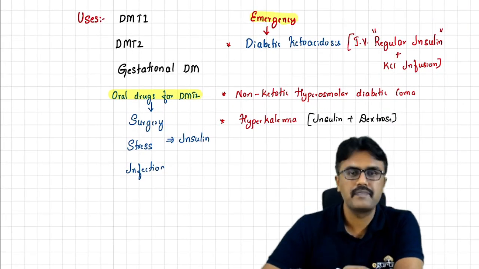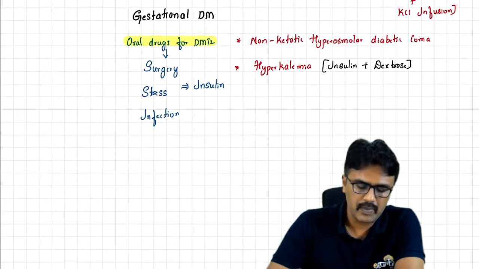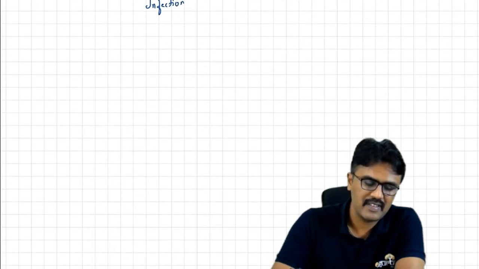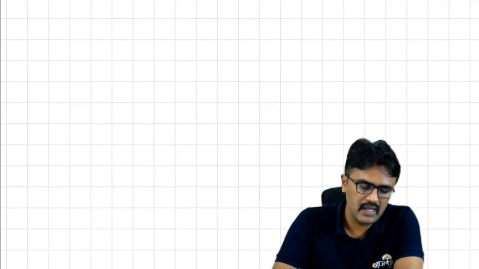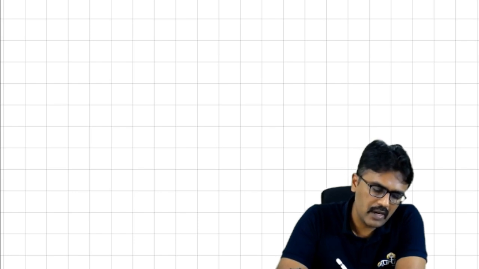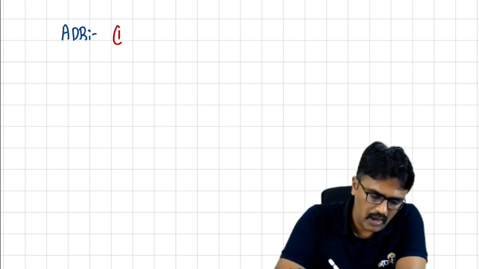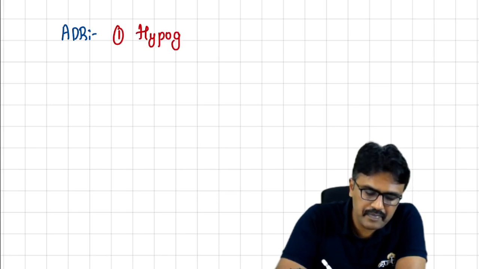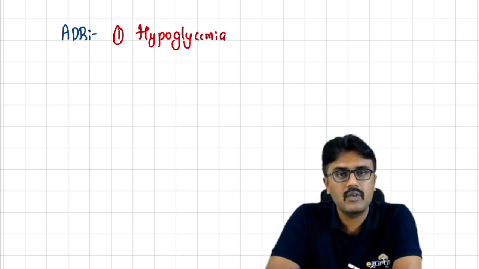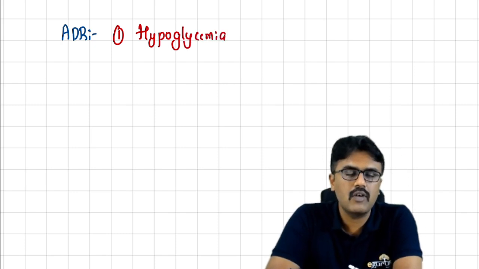Now next problem is the adverse drug reaction. Do we have any adverse drug reaction with the insulins? Yes, the most common problem we face with this drug is hypoglycemia. So insulin, the major role is to decrease glucose. Among all the hormones, the only one hormone that decreases glucose is insulin.